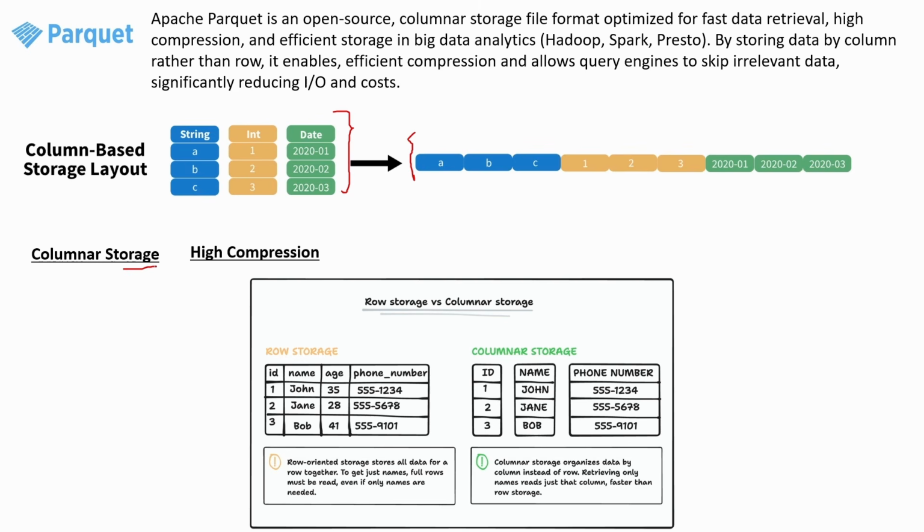Third is metadata and performance. Files contain embedded metadata with statistics like min or max values, enabling predicate pushdown to skip unnecessary data blocks. We don't need to scan all the data blocks because we have all the metadata and statistics stored. Fourth is schema evolution. It supports flexible schema updates, allowing columns to be added or modified without rewriting the entire dataset. Fifth is interoperability.